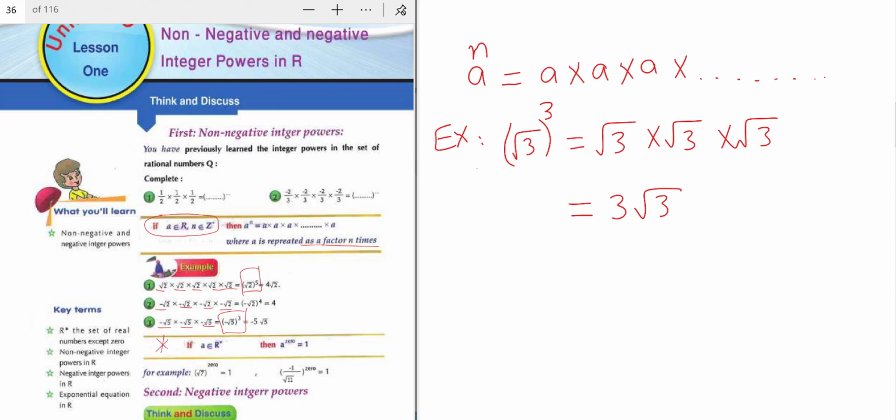Another rule: any number power 0 equals 1, if a doesn't equal 0, a belongs to R star. For example, root 7 power 0 equals 1. Negative 1 over root 11 power 0 also equals 1.